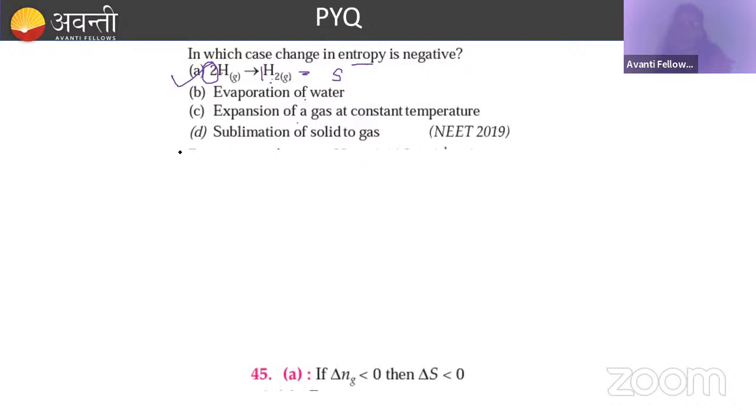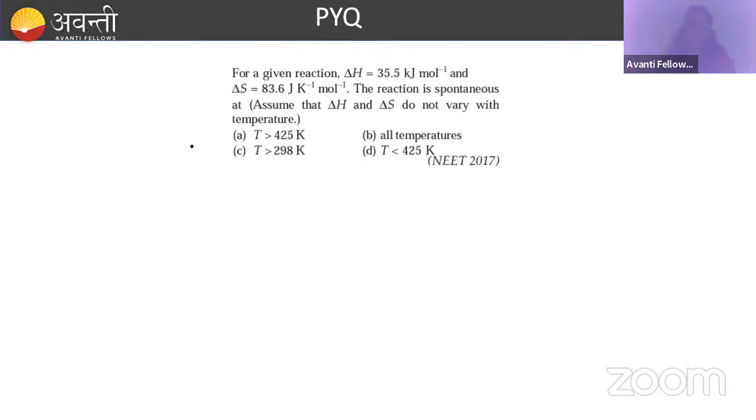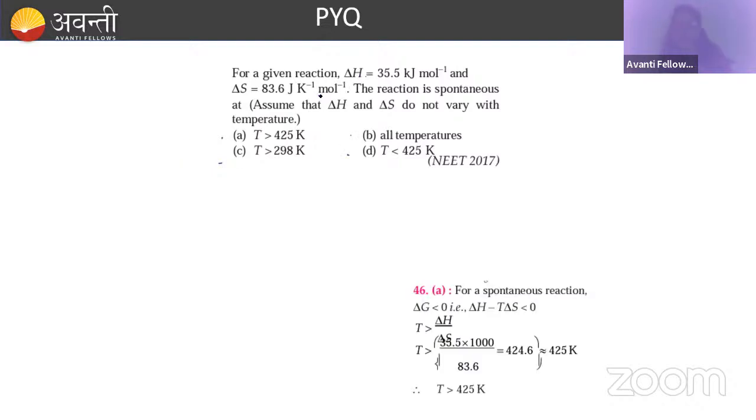As the number of gaseous molecules becomes less, entropy also decreases, or it becomes negative. So next problem: for a given reaction, delta H is given and delta S is given. The reaction is spontaneous at, assume that delta H and delta S do not vary with temperature. So here we have to calculate which relation is true for these values of delta H and delta S. So see here. For a spontaneous reaction, what should be the case? Delta G should be negative, right? For a spontaneous case, delta G should be negative.